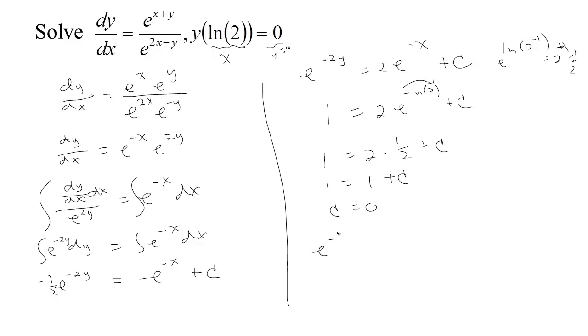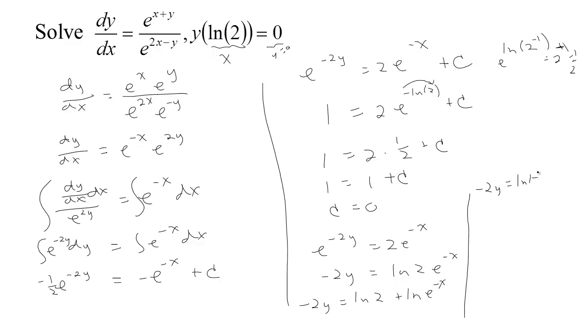Because of my initial condition, I found my constant, and I figured out that constant is 0. Now I'm ready to continue solving for y. I'll take the natural log of both sides to get negative 2y equals the natural log of 2 times e to the negative x. I can use the product rule here. Negative 2y equals the natural log of 2 plus the natural log of e to the negative x.